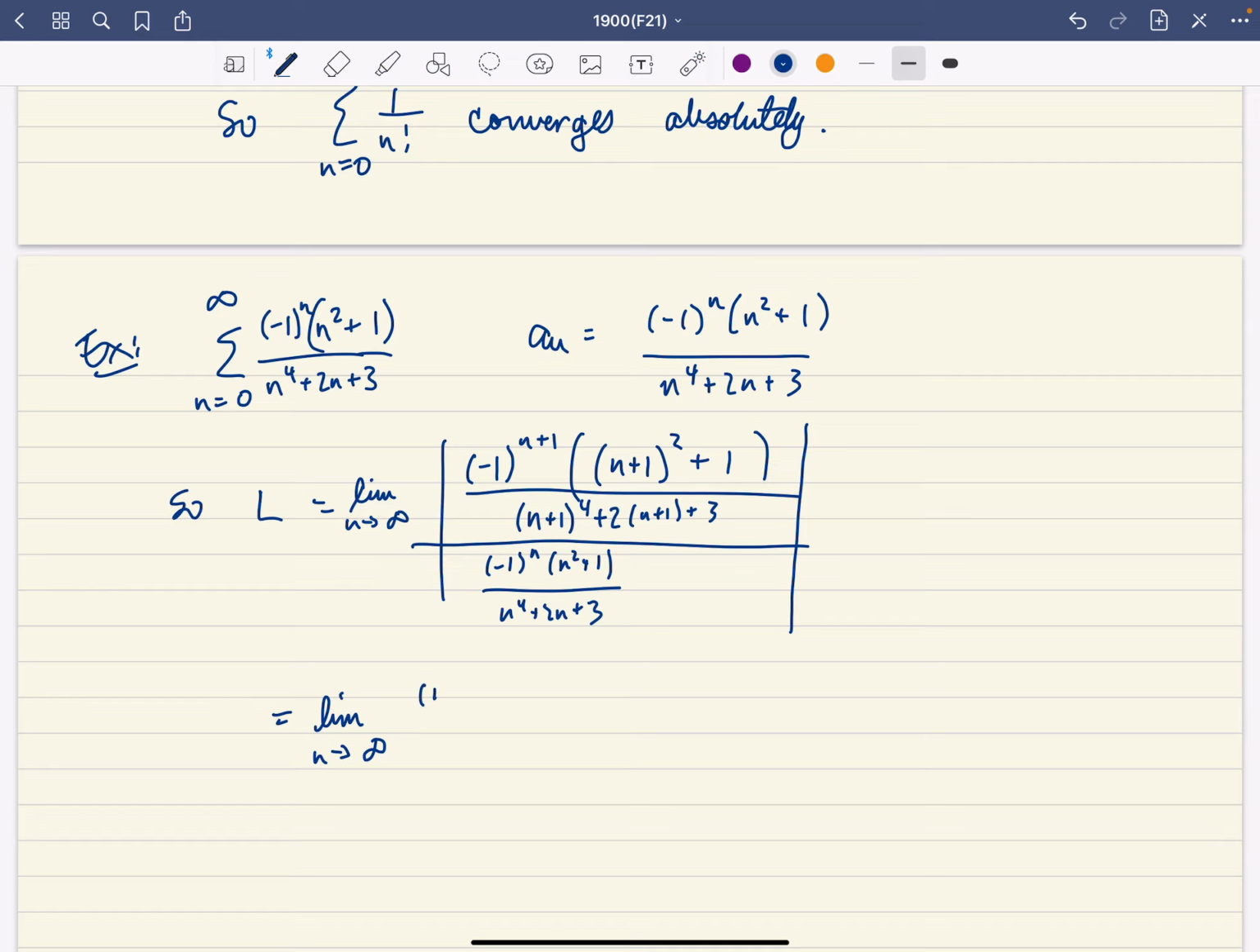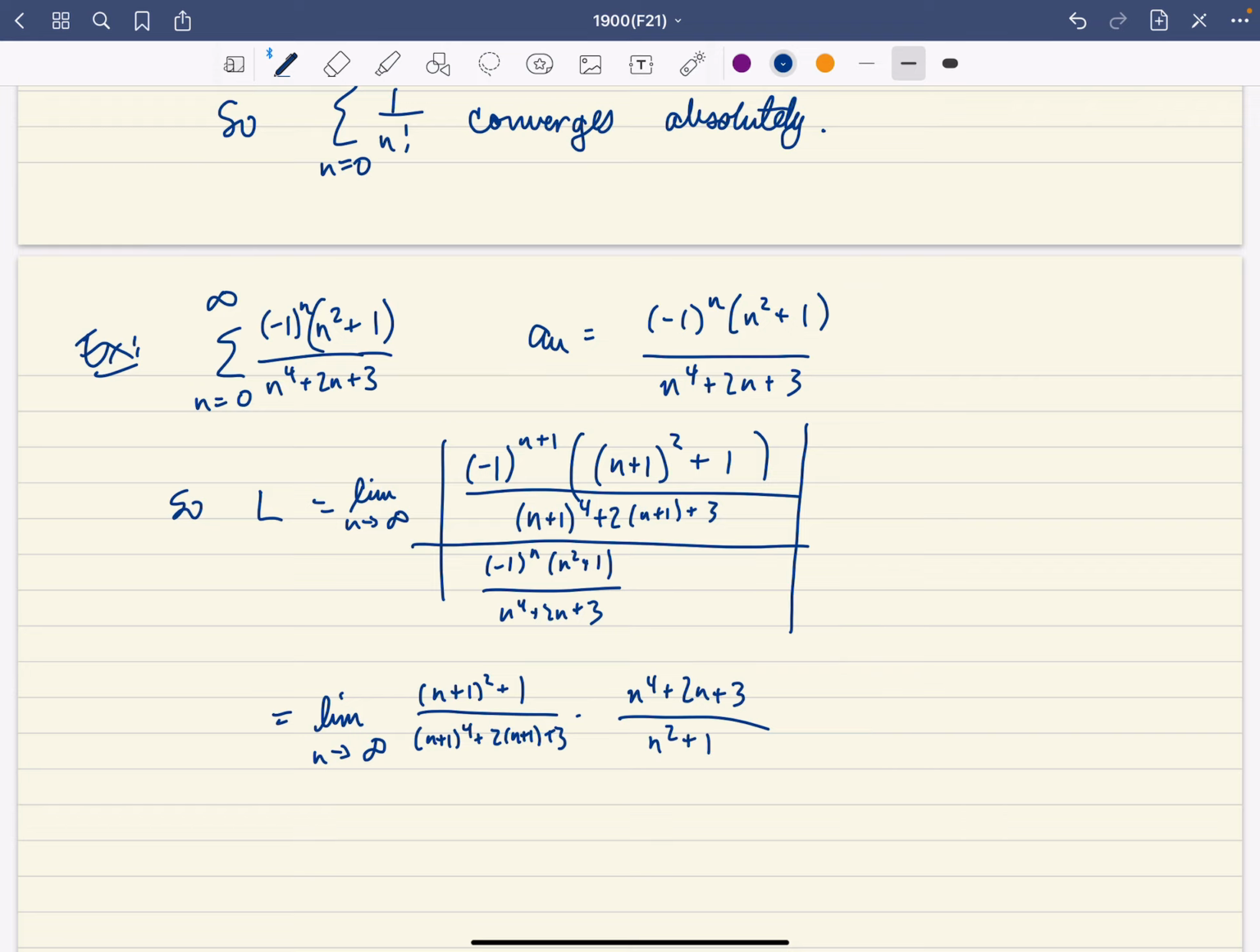So this is going to be n plus 1 squared plus 1 over n plus 1 to the 4th plus 2 times n plus 1 plus 3, times the reciprocal of the denominator. So that was n to the 4th plus 2n plus 3 over n squared plus 1.